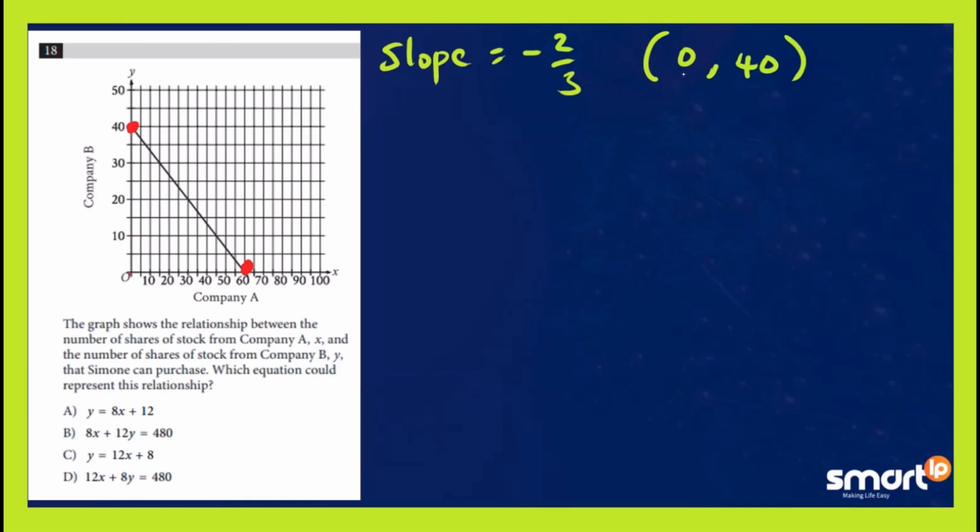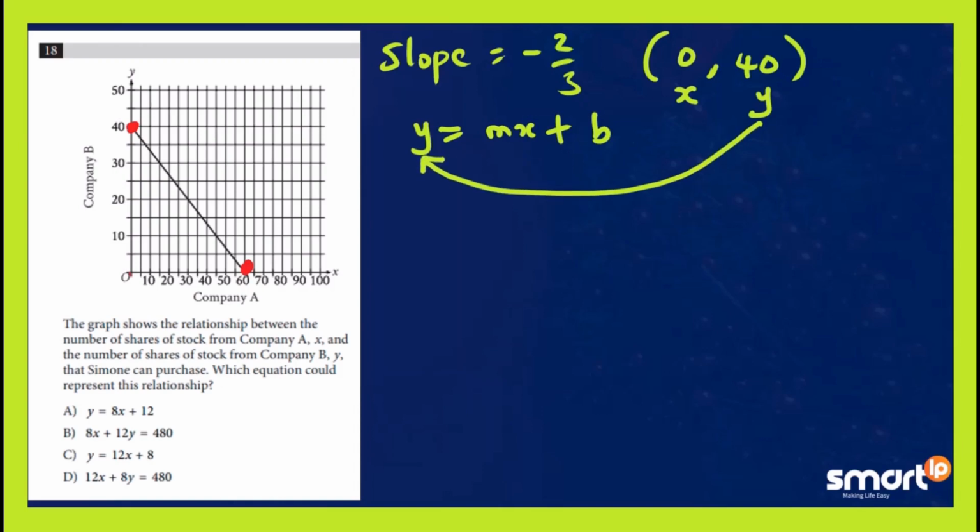Okay, so the 0 here will represent the x coordinate, and the y will be the 40, which is the y coordinate. Okay, so to find our y-intercept, you need to write down the equation of line formula, which is y equals mx plus b. So what we need to do now is to substitute this y here to this position. Then our slope is the m, we substitute the m here, and then the 0, which is our x, we substitute it here.